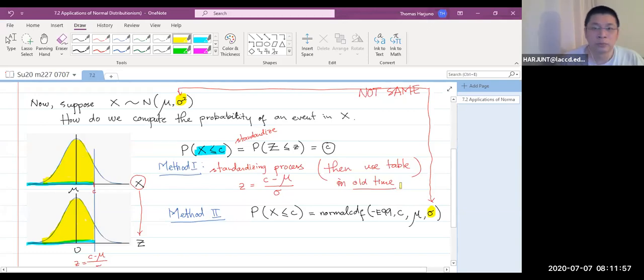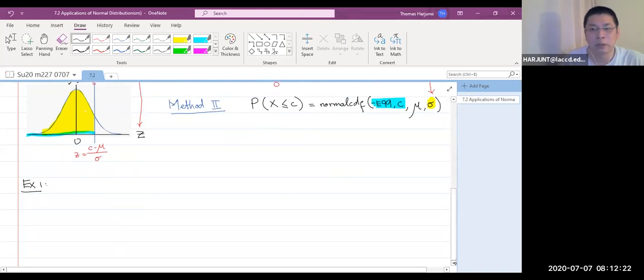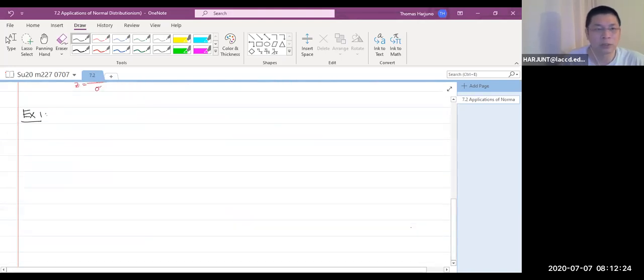Now, of course, the rest, for example the interval, really depends on the question. But we are basically done with what we need here. Now, let's do an example. A very well-known first example when I teach normal distribution is the IQ score.